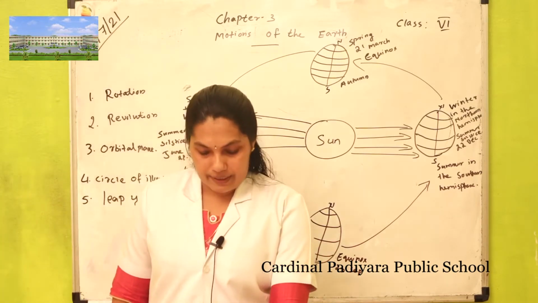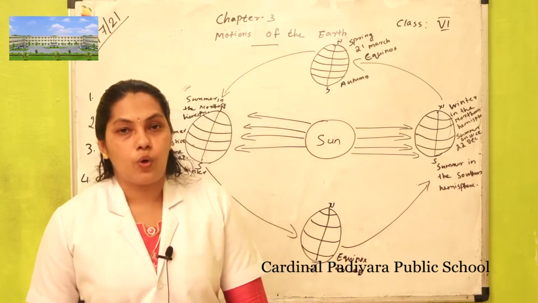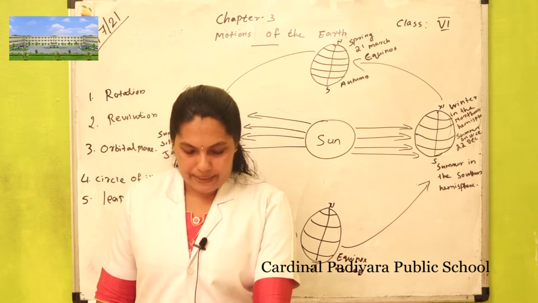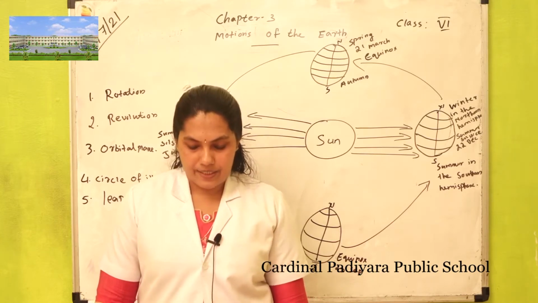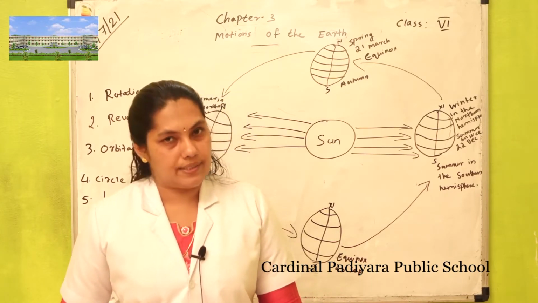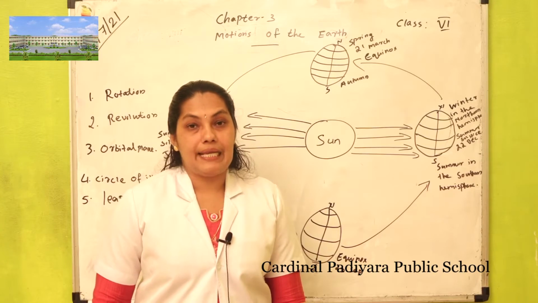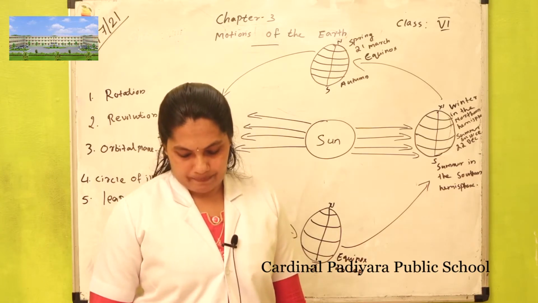And the next one is the elliptical orbit. It is clear that the earth is going around the sun in an elliptical orbit.